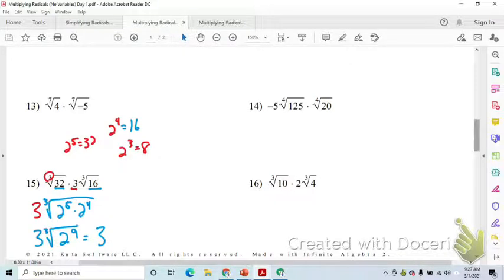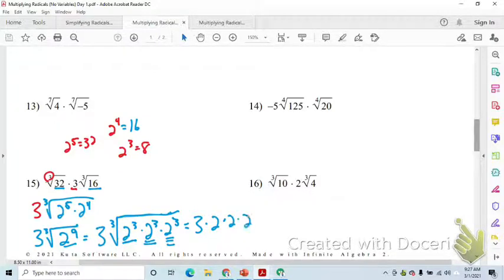Now, I'm going to do a little bit of manipulation with this now. Still the third root. 2 to the 9th power is the same thing as 2 to the 3rd times 2 to the 3rd times 2 to the 3rd. Hopefully you agree with that. So that means I can take the third root of each of them separately. Now, that 3 is still out there. The third root of 2 to the 3rd is 2. The third root of this 2 to the 3rd is 2. And the third root of this 2 to the 3rd is 2. So what you really have here is 3 times 2 times 2 times 2. Well, 3 times 2 times 2 times 2 is just 24. Now that looks like a weird answer, but it's correct.